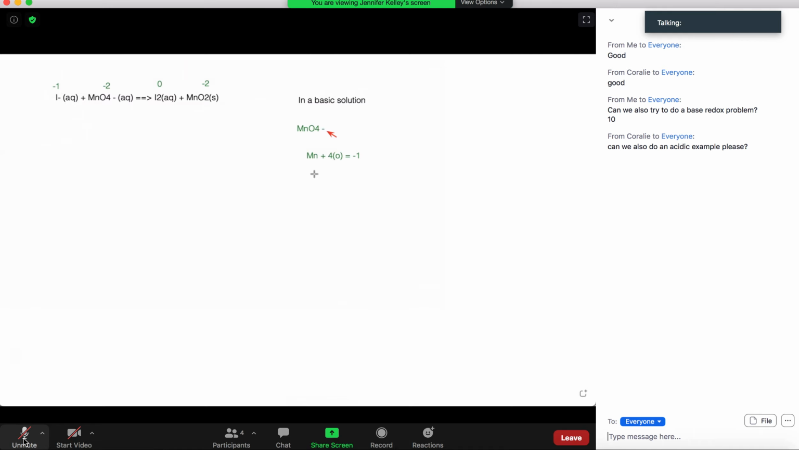So all right. For oxygen, we assigned it a -2, so we got manganese plus 4 times -2 equals -1. And then we've got manganese -8 equals -1.